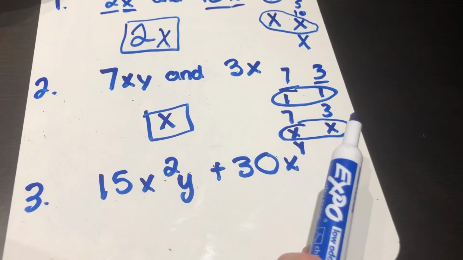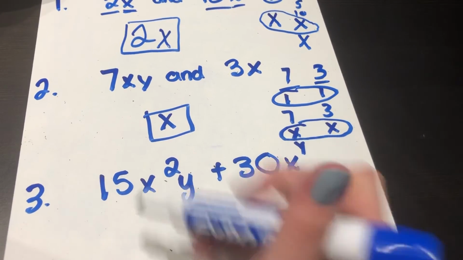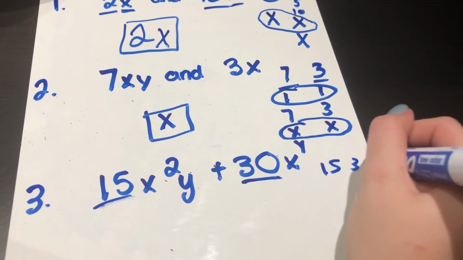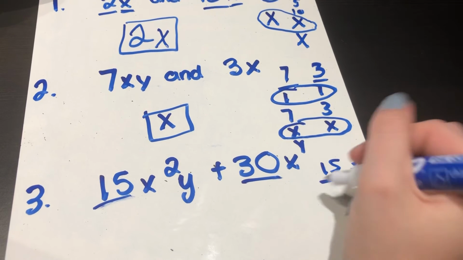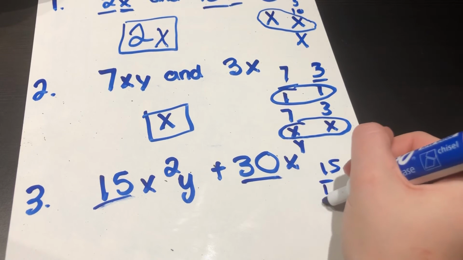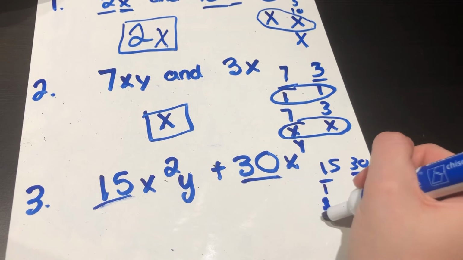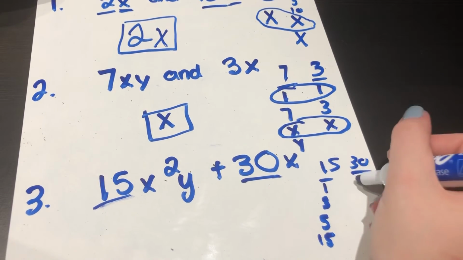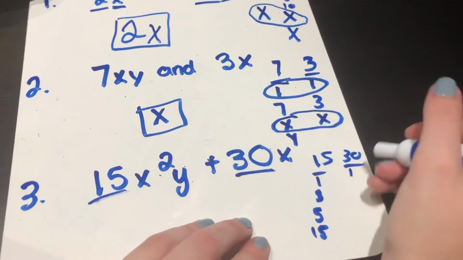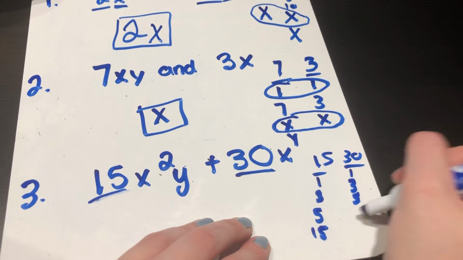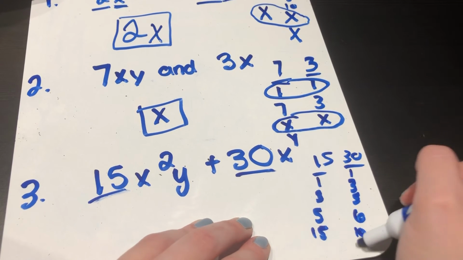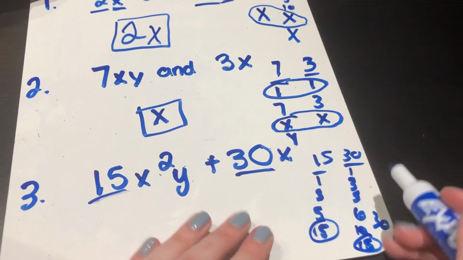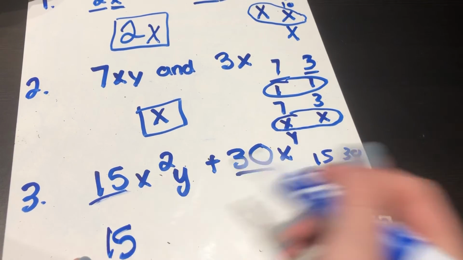Here's the last one, 15 and 30. So if I were to draw out my list, 15 and 30, let's see, I'll do that real quick. 15, we got 1, 3, 5, and 15. 30, we got 1, 3, 5, 6, 10, 15, 30. They have in common 15, so that's going to be my number.